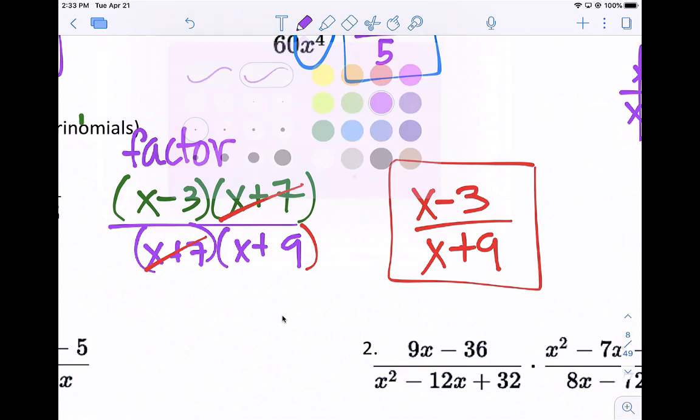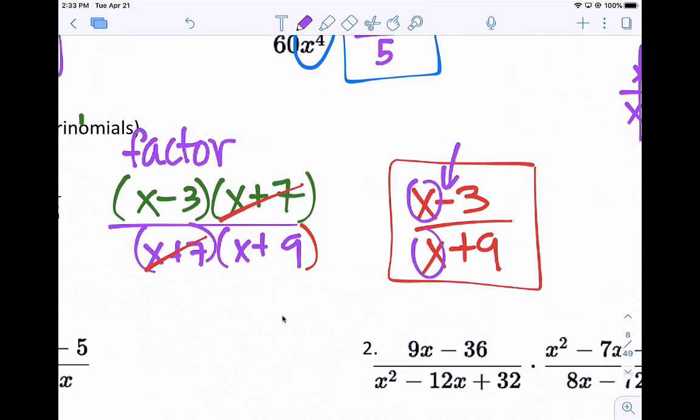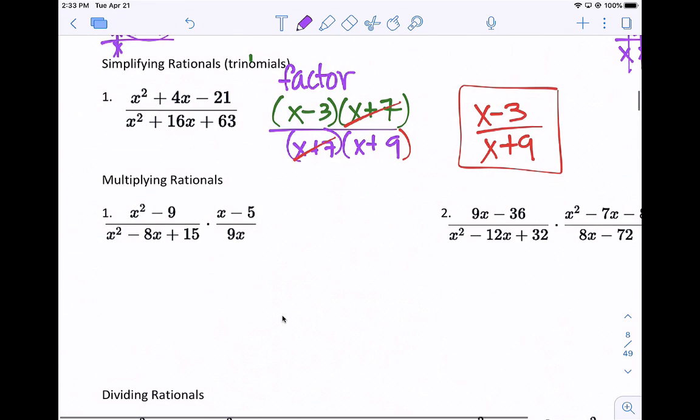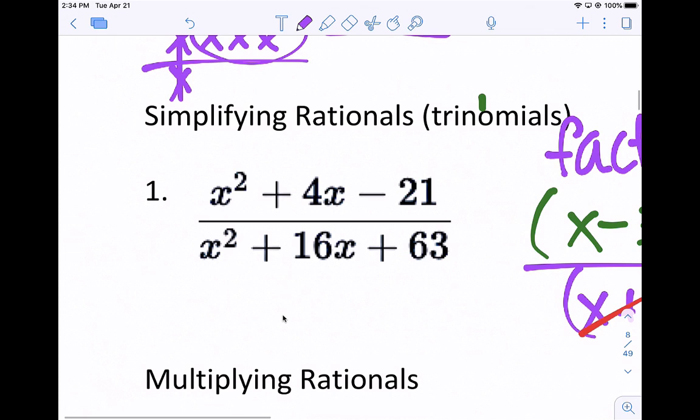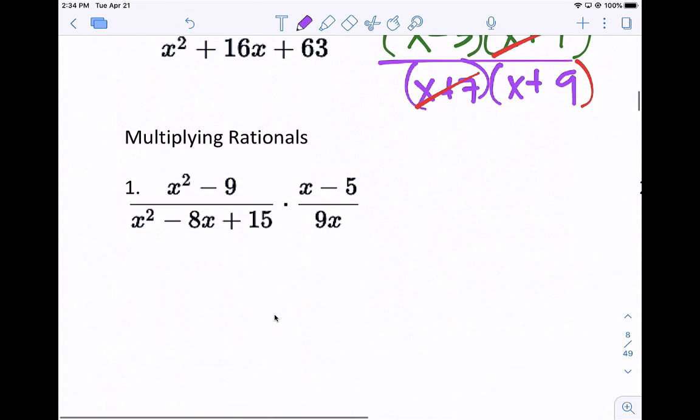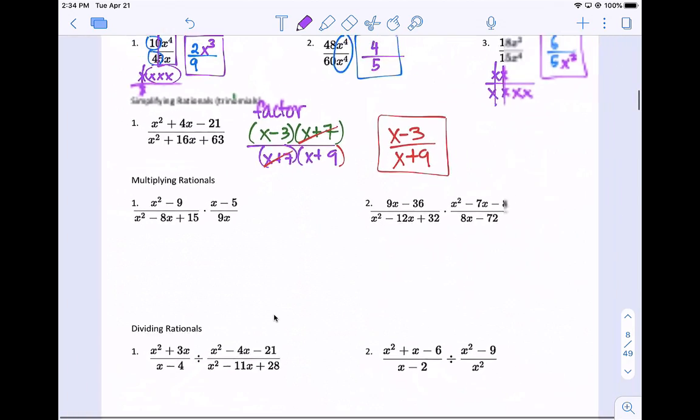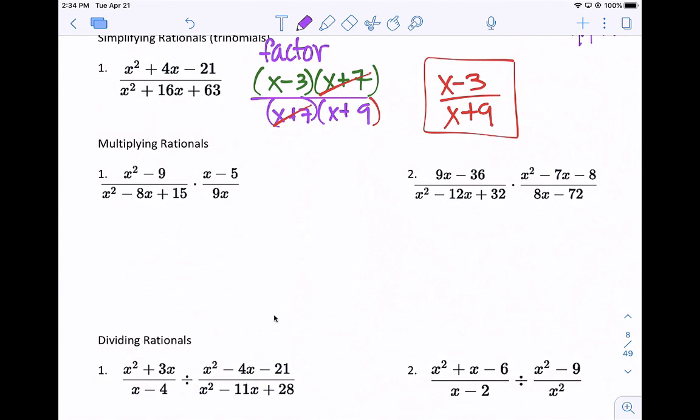Remember, you cannot cancel the x's if there's a plus or a minus right by them, and we did talk about why in one of the previous YouTube videos. So there's our final answer. You will have some problems today where it's just a trinomial over trinomial or something like this, and you will factor and simplify. The last type of problem will be multiply or divide rationals. We'll do 2 examples of each of those, and then your practice will be on these 3 ideas, and you will have a quiz on this at the end of the week.